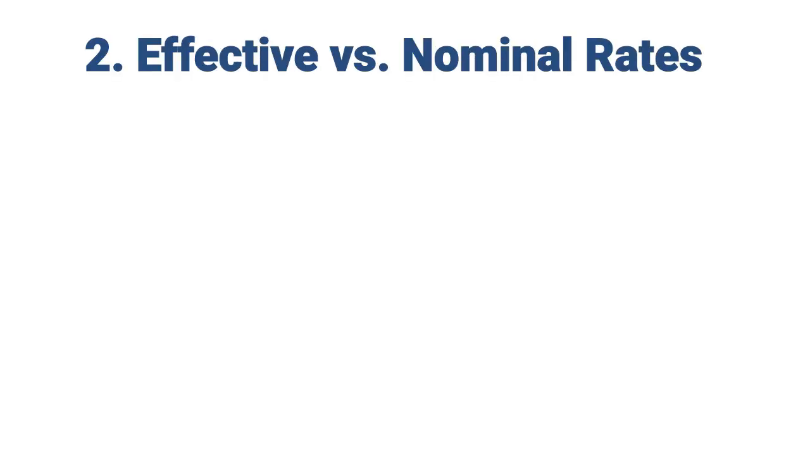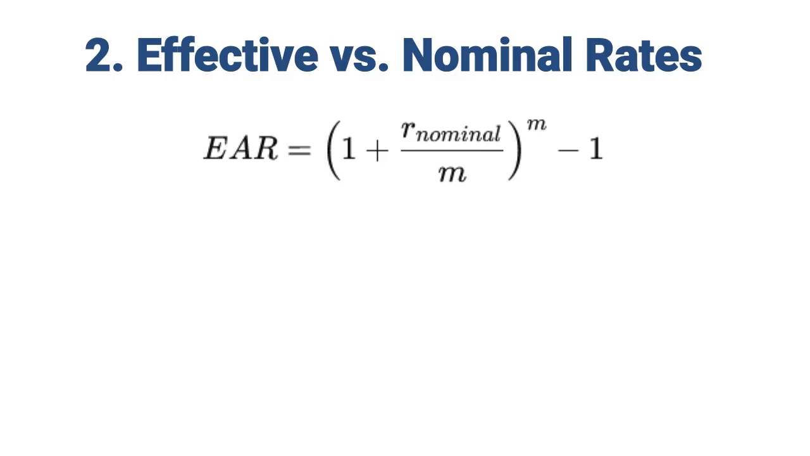2. Effective versus nominal rates. Nominal rates are the stated annual rates without considering compounding, while effective rates account for how often compounding occurs during the year. Let's work through an example where you need to calculate the effective annual rate, EAR, from a nominal rate of 12% compounded monthly. The formula for EAR is EAR equals 1 plus the nominal rate divided by the number of compounding periods, raised to the number of periods, minus 1.